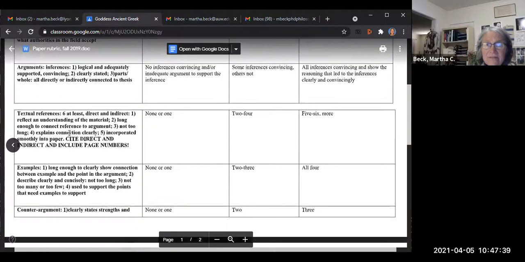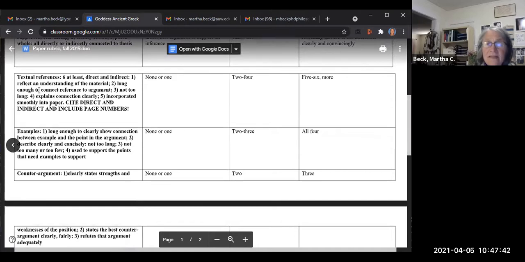The textual references are good. They show that she understands what she read in the references. They're long enough to connect the references to her argument. They're not too long. She just pretty much gives you the piece of data that supports the claim. She explains the connection and she incorporates it into the paper. And she has all her citations in order there, okay?